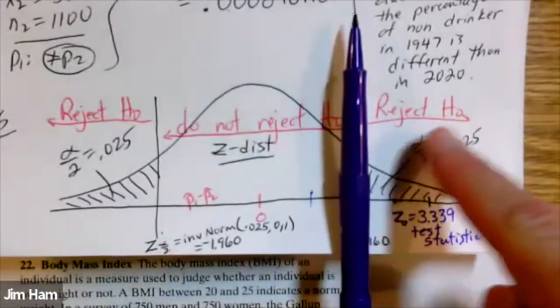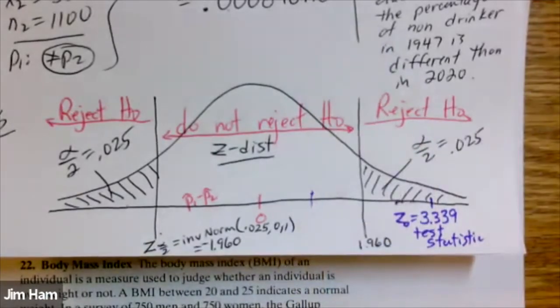So that's the reject region. So the decision is going to be the same. Reject the null hypothesis. So yeah, it's quite different. It seems to be more people are drinking these days, according to these results.